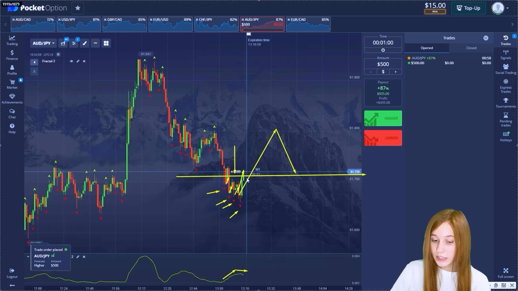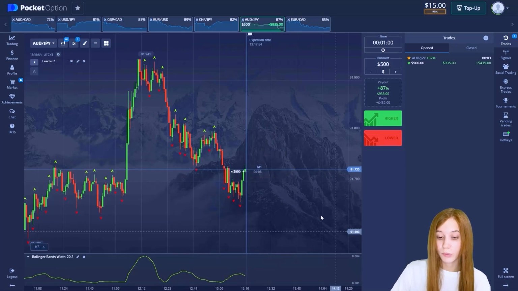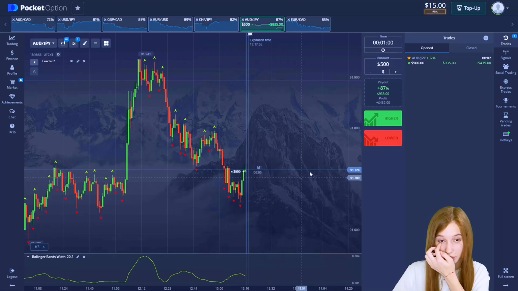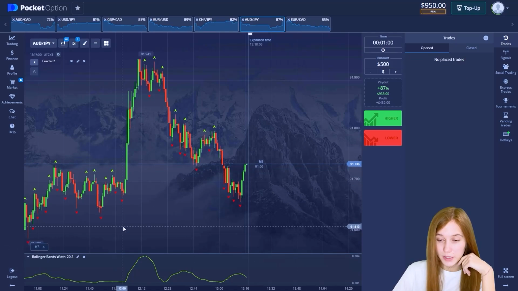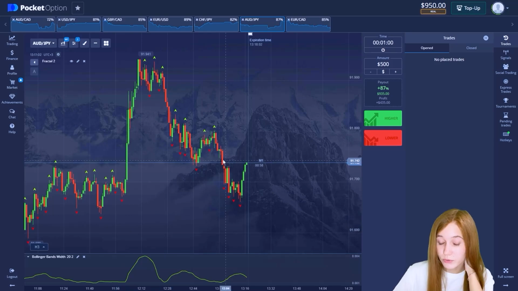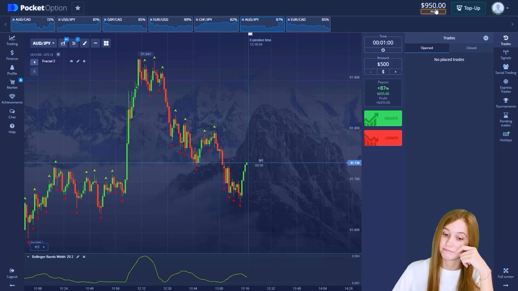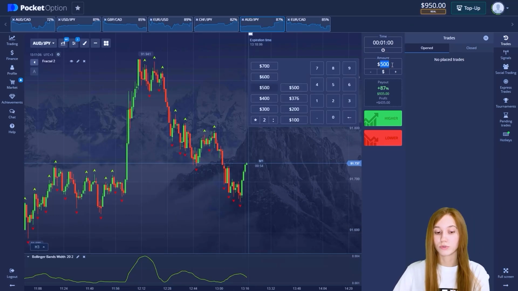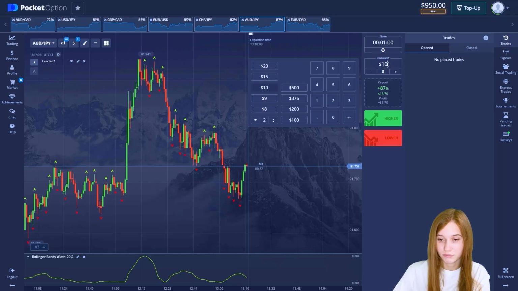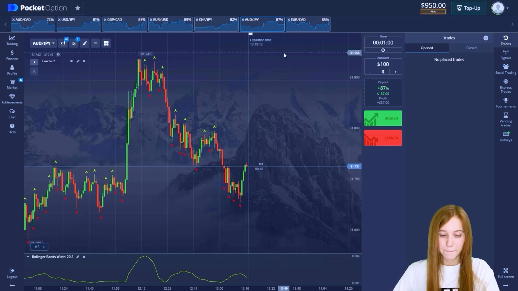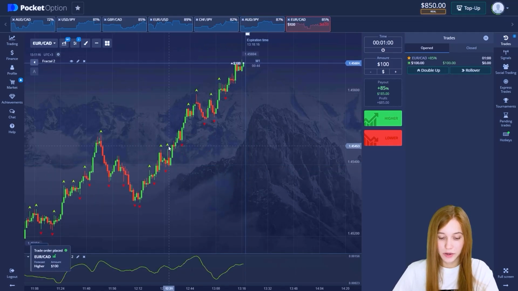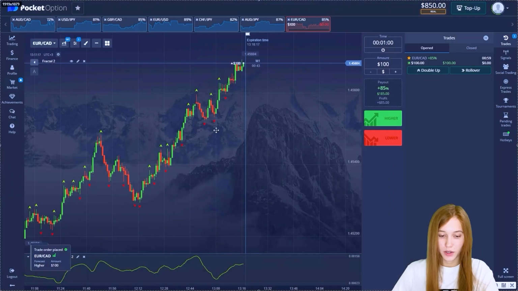Intensity has increased slightly due to the pullback. Plus deal. Profit is $435. Very good. Our balance is already almost 1,000. Set 100. And we are on our last concept path.